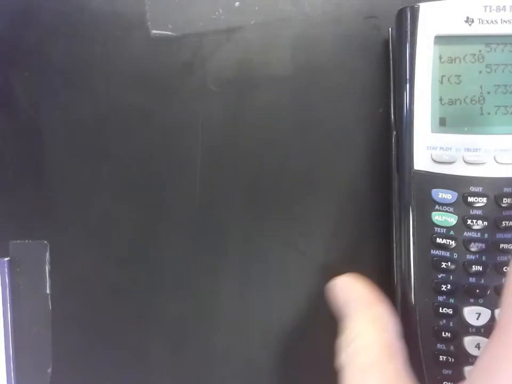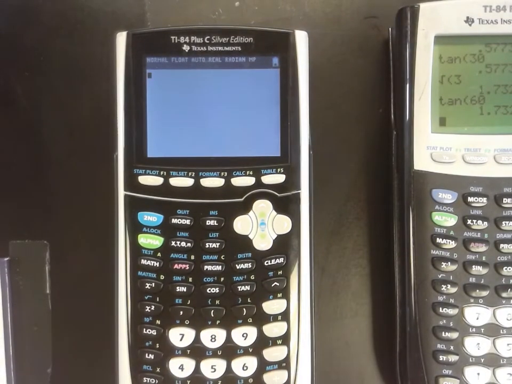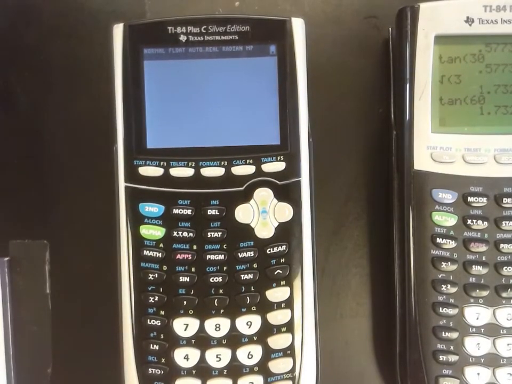So there's different ways to measure angles, okay? A lot of times in mathematics, we like to measure angles using radians, not degrees. It's a little more of an accurate way to do things. But for our purposes, we're going to be using degrees. So your calculator has to be in degrees.